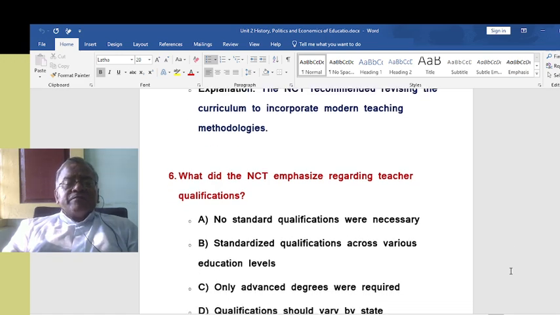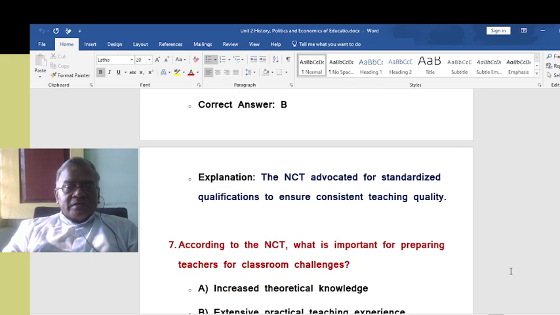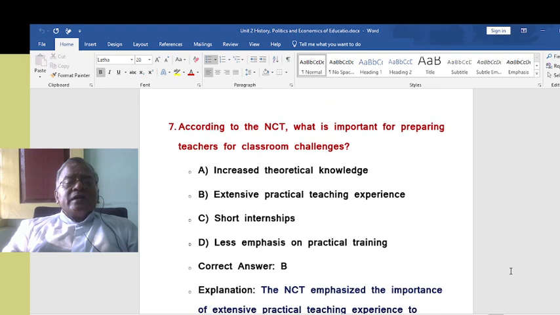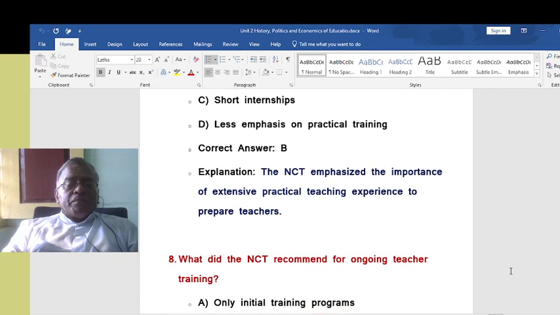What did the NCT emphasize regarding teacher qualifications? That is, standardized qualifications across various education levels. The NCT advocated for standardized qualifications to ensure consistent teaching quality. According to the NCT, what is important for preparing teachers for classroom challenges? That is, extensive practical teaching experience. The NCT emphasized the importance of extensive practical teaching experience to prepare teachers.